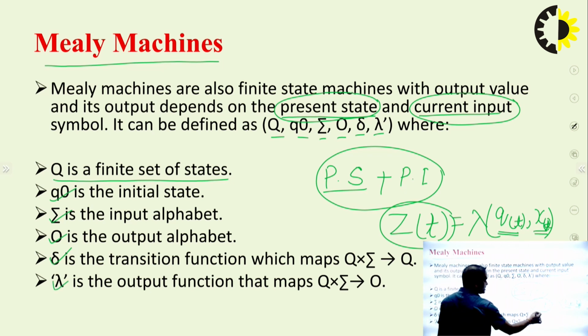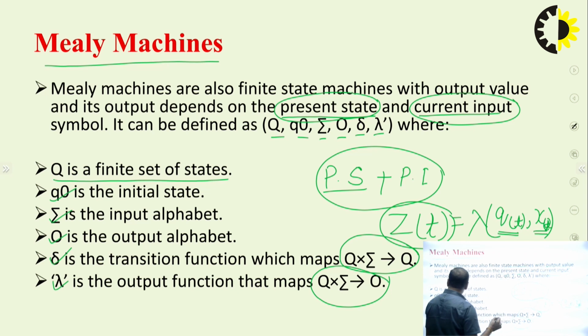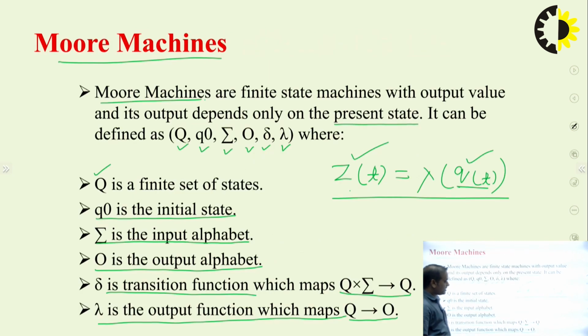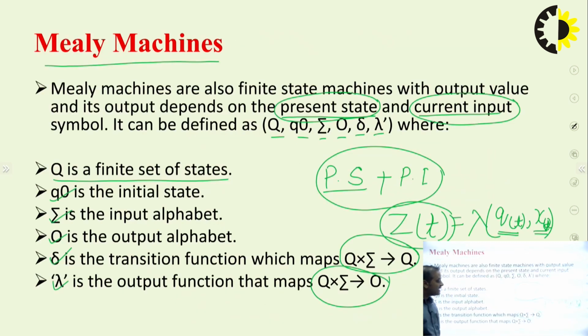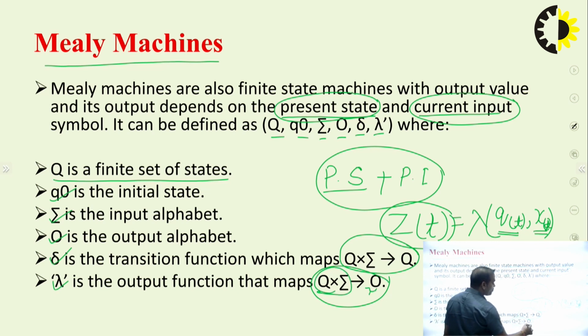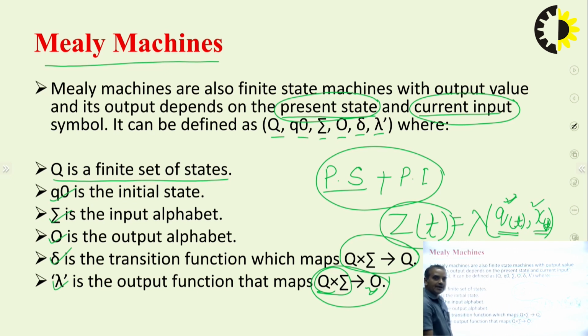Here we have to show the mapping of transition function and here is the mapping of lambda. In previous case, the lambda is only Q implies O, because in case of Moore machine, the output function zt depends on only present state qt, but in case of Mealy machine, the output function is Q cross sigma implies O. That means the output function zt depends on both present state as well as present input. This is the basic definition of Mealy machine.